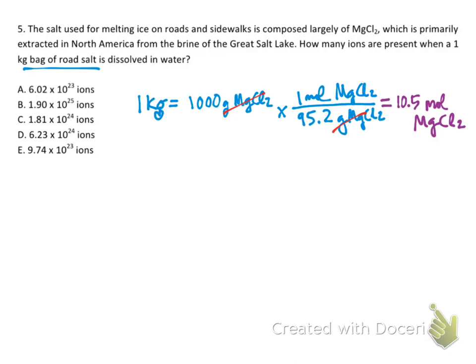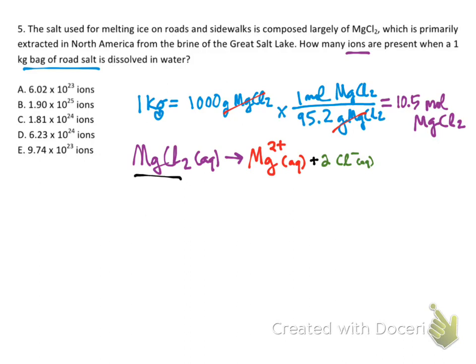Okay, so now, is that what we're looking for? We're looking for the moles of magnesium chloride? No, we're looking for the number of ions present. So, first of all, what is magnesium chloride? Well, it's a strong electrolyte, so it will dissociate completely into ions in this aqueous solution. So the equation will look like this. For every 1 mole of magnesium chloride, we actually get 1 plus 2, 3 moles of ions.